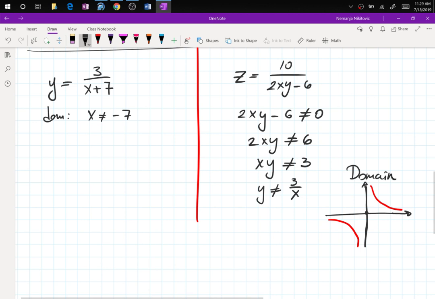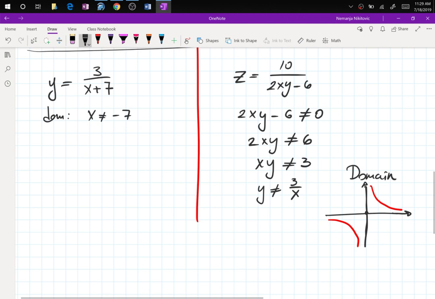We figure out what points we must exclude. We exclude those points, and we say the domain is all points except on the line y equals 3 over x. Or you can say the domain is y cannot be 3 over x. So either way you want to write. Those are the two ways. Just don't mix the two ways together.